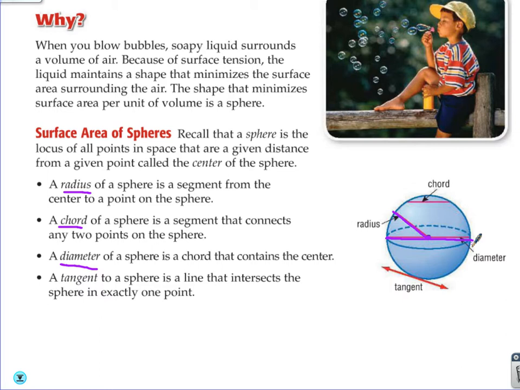And then a tangent. We all know what a tangent line is. If a line skims and just barely touches that sphere at one spot, that line would be a tangent line. We could go a step further, a secant line. A secant line would cut through two different points.